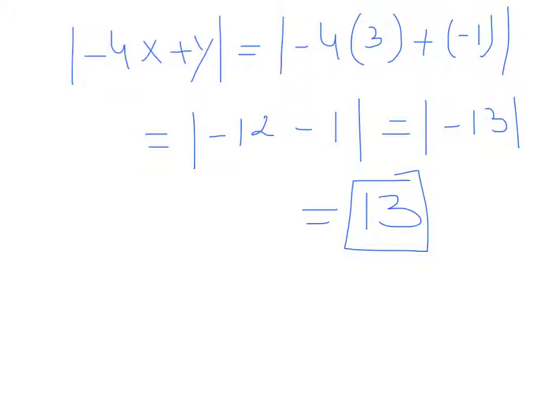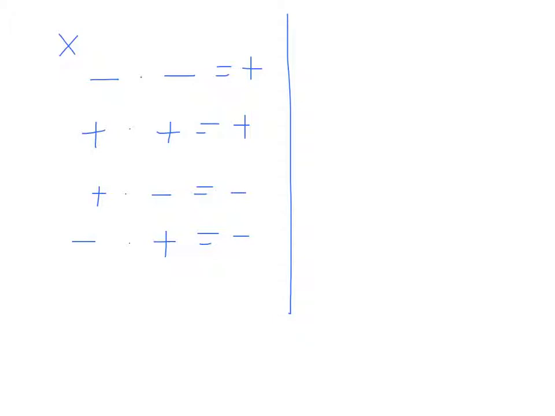Let me just discuss the multiplication and division of the signs. Well, let's talk about multiplication first. If we have negative times negative, it will be positive. If we have positive times positive, it will be positive. If we have positive times negative, it will be negative. And if we have negative times positive, it will be negative. So if you multiply two values with the same sign, we will get a positive number. If we multiply two values with different signs, we will get a negative number.